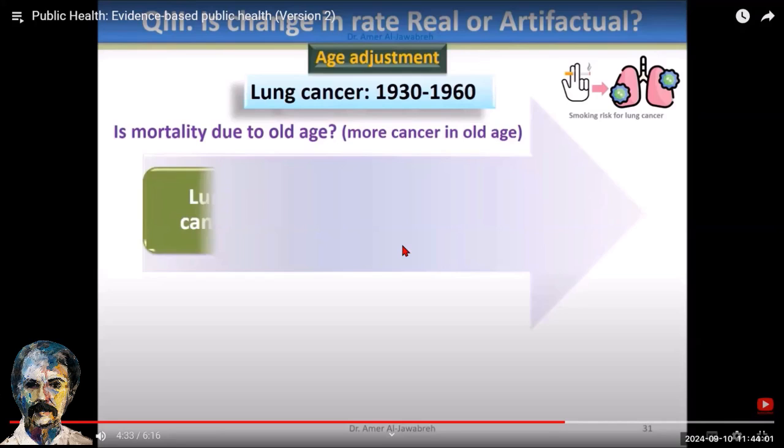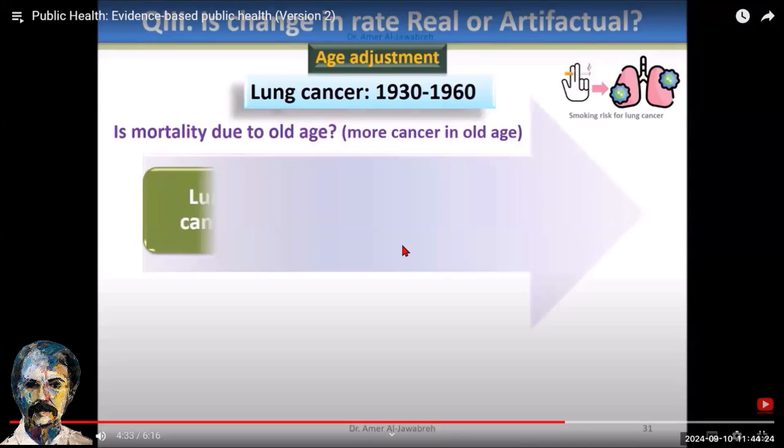Exactly as if you are comparing between, let's say, Mali and Japan. Life expectancy in Mali is very low. In Japan, it is very high. Population structure in Mali is all young. In Japan, it's all old. You cannot compare this with that. You have to make a standardization first to be able to compare.